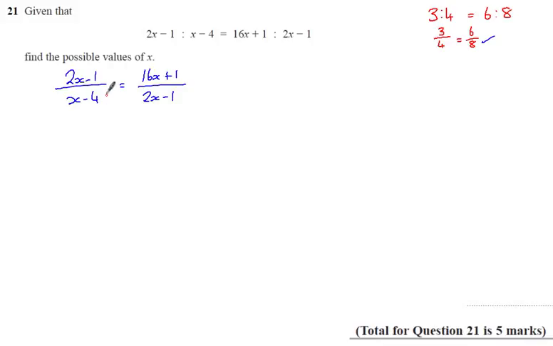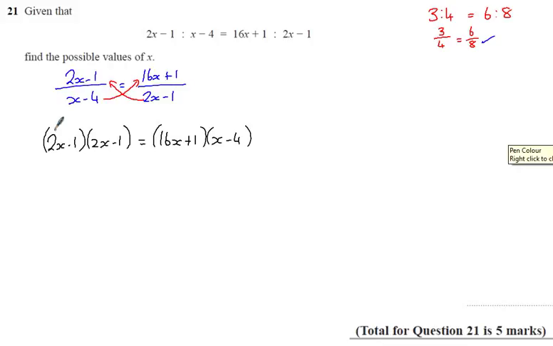So what I'm doing is I'm bringing this divide up to this side, it'll become multiply, and I'm bringing this divide to this side and it becomes multiply. So there I will be left with 2x minus 1 times 2x minus 1 is equal to 16x plus 1 and x minus 4. So let's multiply out this bracket. I can tell this is going to get me towards a quadratic that I'll have to solve.